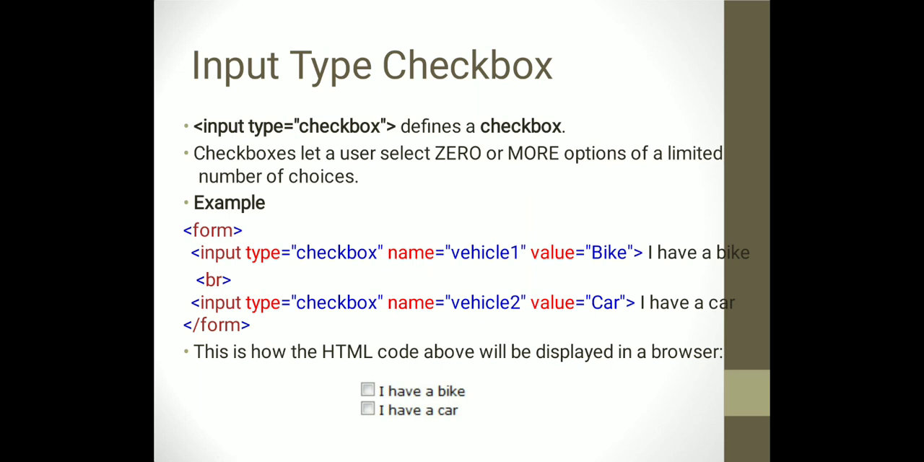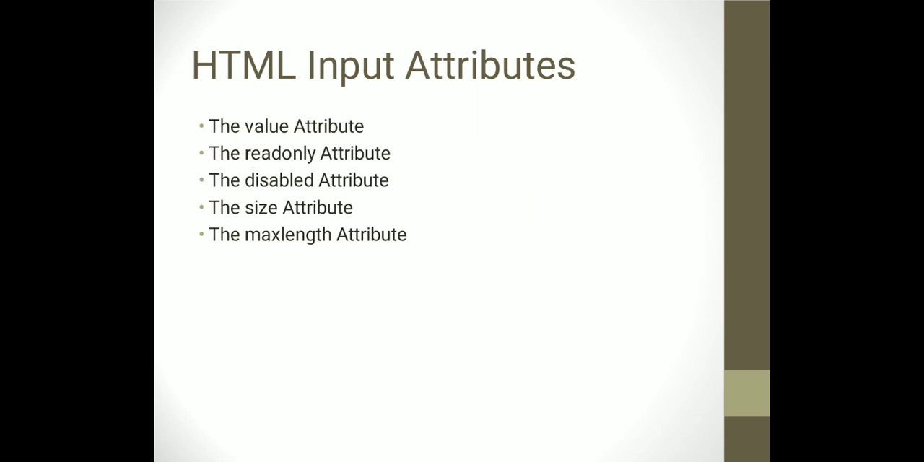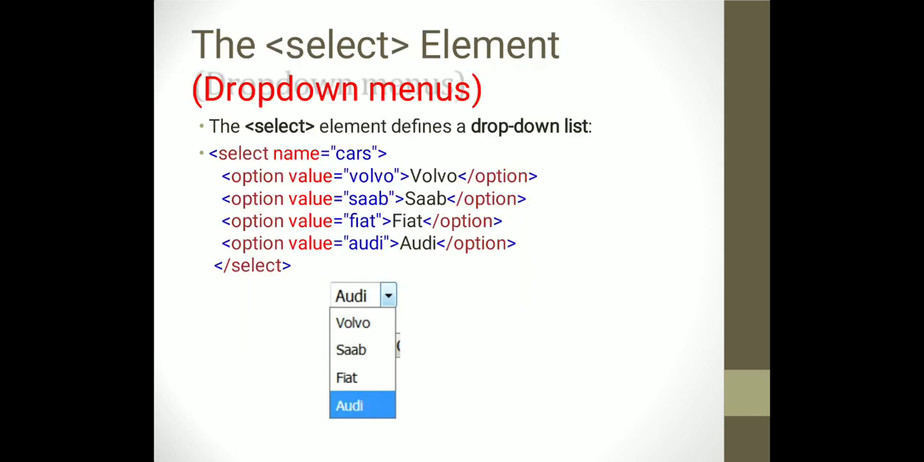Checkbox is used if there are multiple choices, or zero or more options out of a limited number of choices, so at that time we can use checkboxes. Okay. Then there are many HTML attributes that we have also seen, like value attribute, read only attribute, disabled, size, max length. Okay. So all these attributes are also seen with examples in detail.